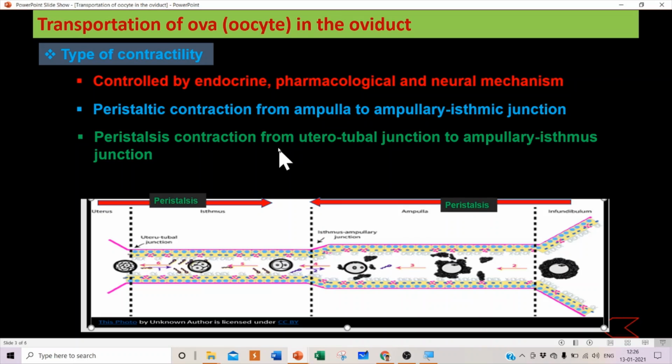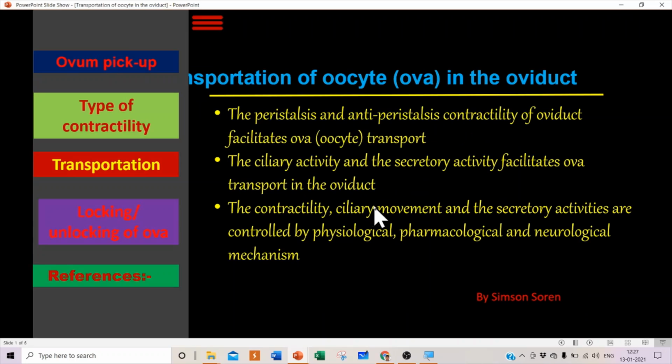These are the movements we can see in the oviduct, and there is also contraction of the circular musculature in the isthmus. Every contractility plays a very significant role in the movement of the oocyte, as well as the movement of the embryo after fertilization. So definitely the contractility of the oviduct facilitates transportation.